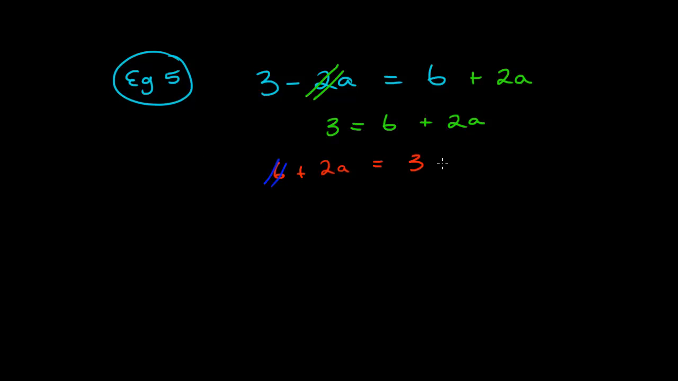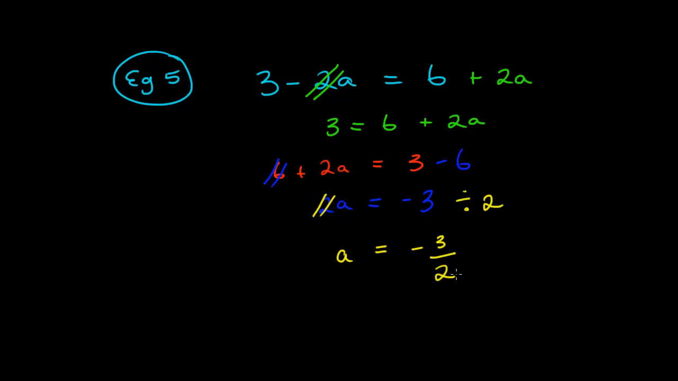What's the opposite of plus 6? Well, it's minus 6. So 2a equals 3 take away 6, which is negative 3. And then we've got the times 2. Well, the opposite of times 2 is divide by 2. So I'm left with a equals negative 3 over 2.